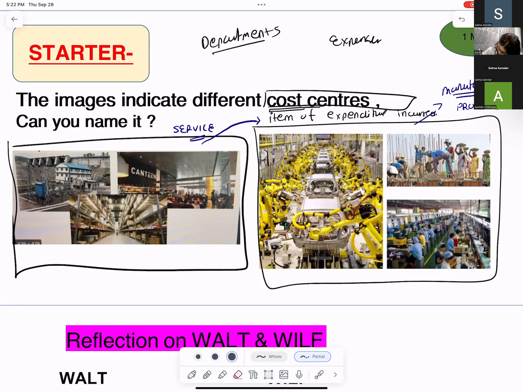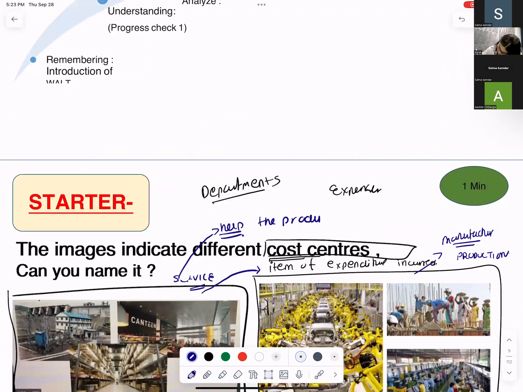So there are two types of cost center. I would say one is the production cost center that is directly producing the goods, and one is the service cost center that does not directly produce the goods, but they help the production cost center to produce the goods. Yes. So my three things were there.